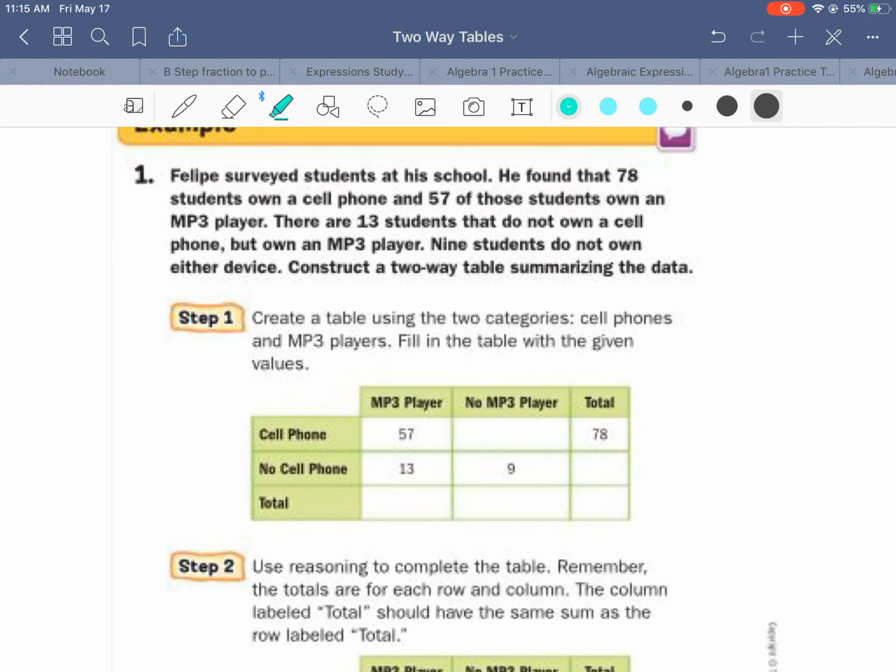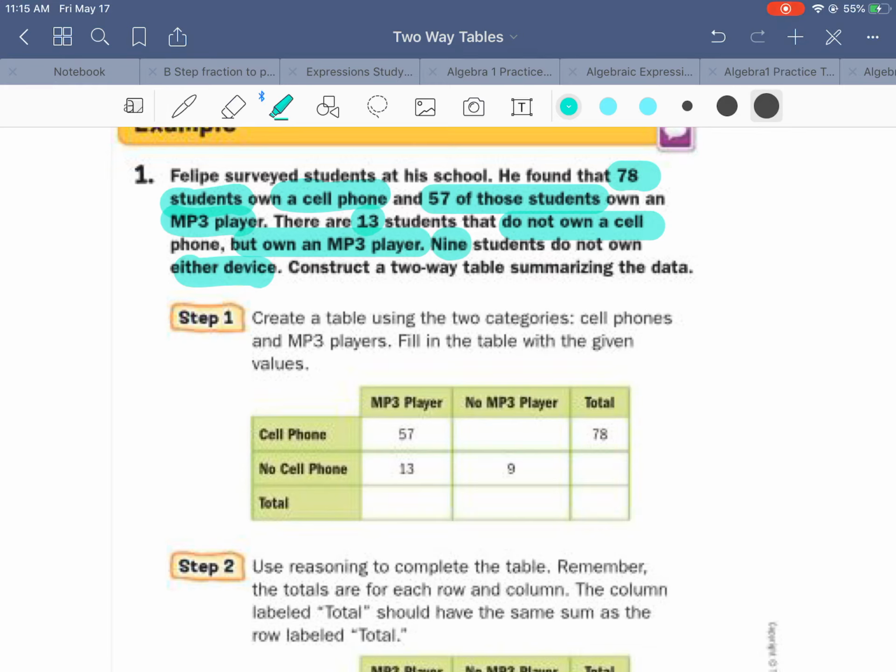Philippe surveyed students at his school. He found that 78 students own a cell phone and 57 of those students own an MP3 player. There are 13 students that do not own a cell phone but own an MP3. 9 students do not own either device. Construct a two-way table summarizing the data.